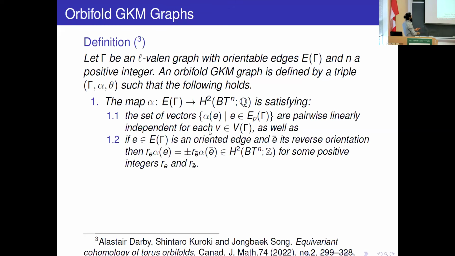Plus, what restriction do we have? Very nicely they found this relation: for the GKM graph of a manifold, this r_e and r_ē are 1. However, here they may not be 1. So for the orbifold case, it is a little different, but this is a very nice restriction. If we see the image of this map, it is in H²(BT^n) with Q coefficients, and this relation is taken with Z coefficients.